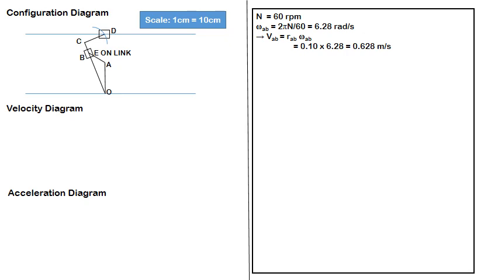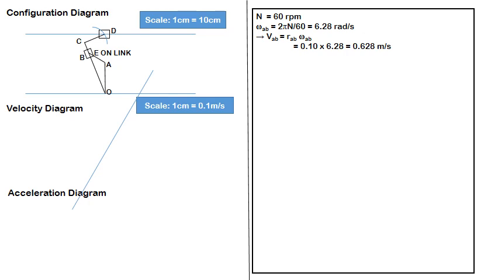So this is the vector which I need to show first, but before that I need to select an appropriate scale. So I am going to take 0.1 meter per second as 1 centimeter. So the scale which I have selected is 1 centimeter equal to 0.1 meter per second. Now I need to show the vector VAB, which will be perpendicular to link AB. So draw a line perpendicular to AB.